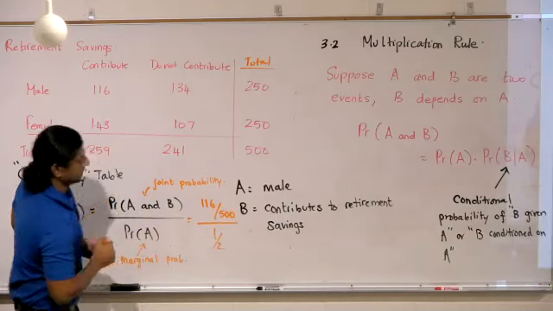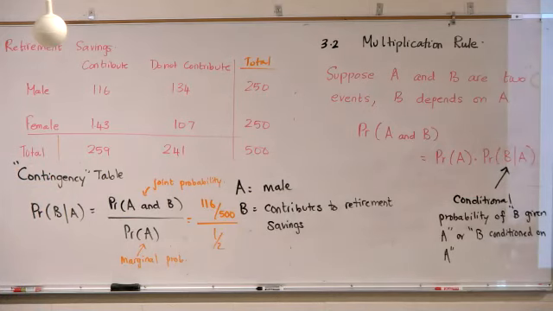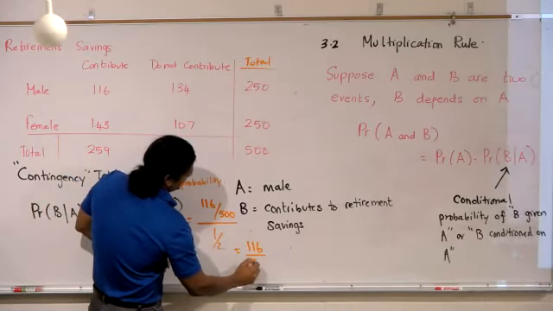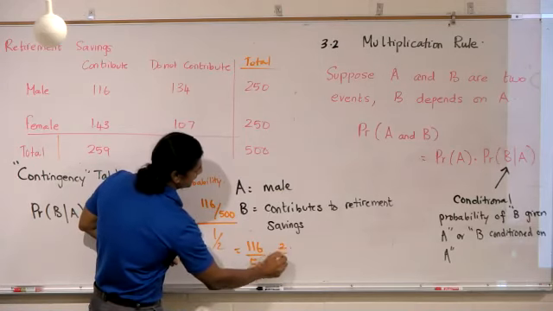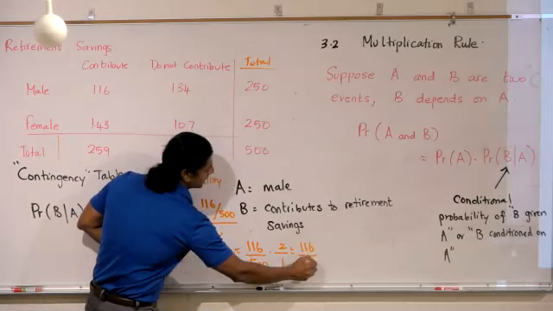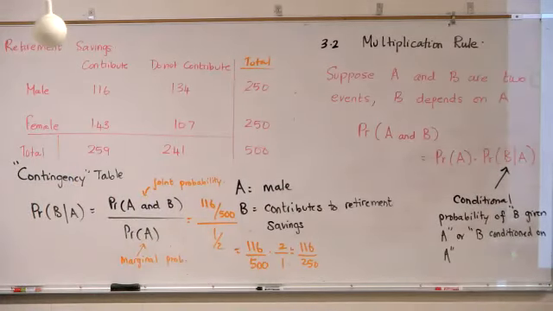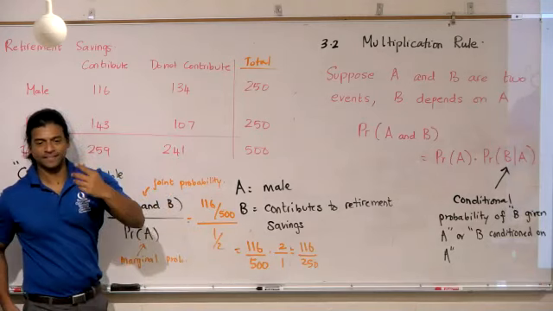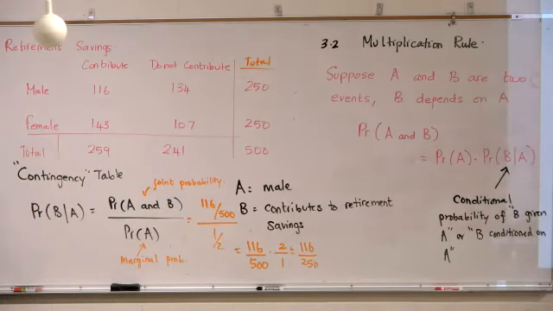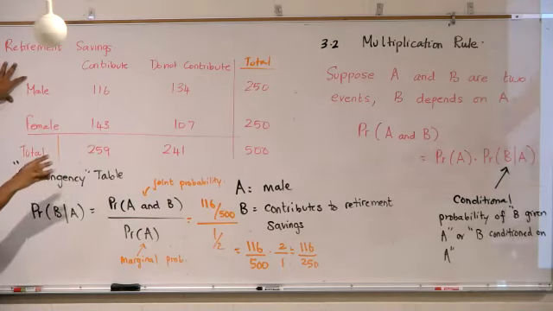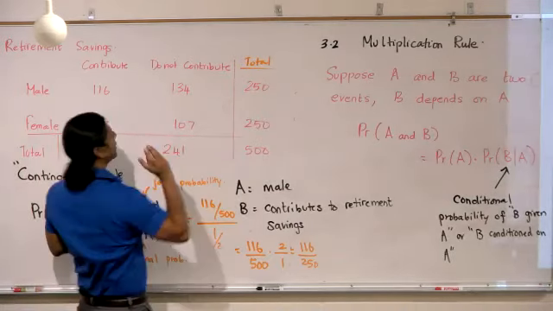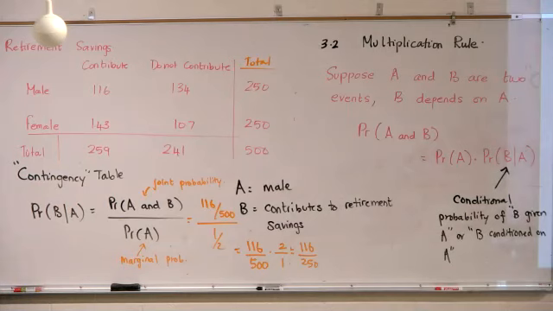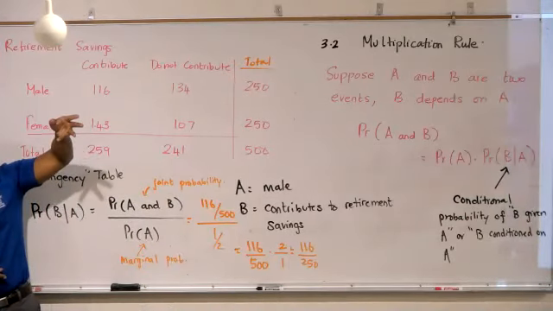Instead of doing all that, can you just do 116 over 250? Could you be patient? Because we're about to go there. So 116 over 500 times 2 over 1 gives me 116 over 250. And Alex is absolutely right. Instead of doing all this, we could have gotten the answer directly from the table. If I'm conditioning on males, I'm focusing on the total that pertains to males, and that would be 250. Out of those 250, how many of them contributed to retirement savings? 116. So it is 116 divided by 250.